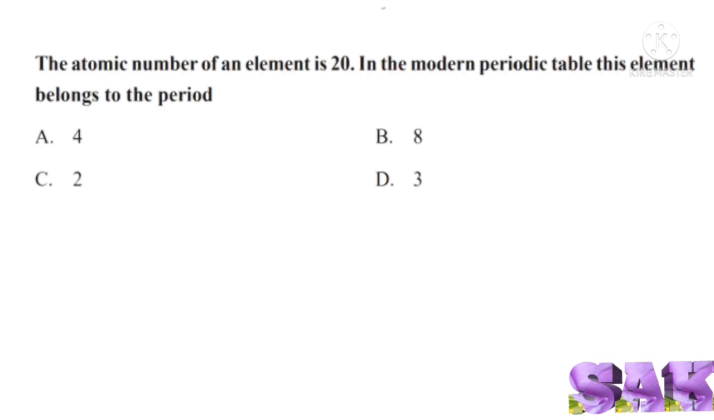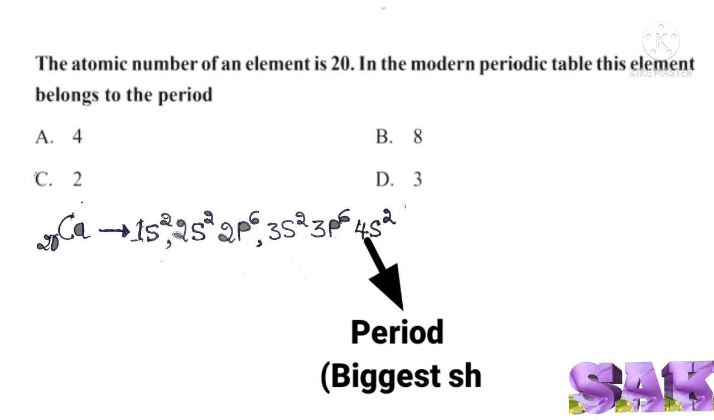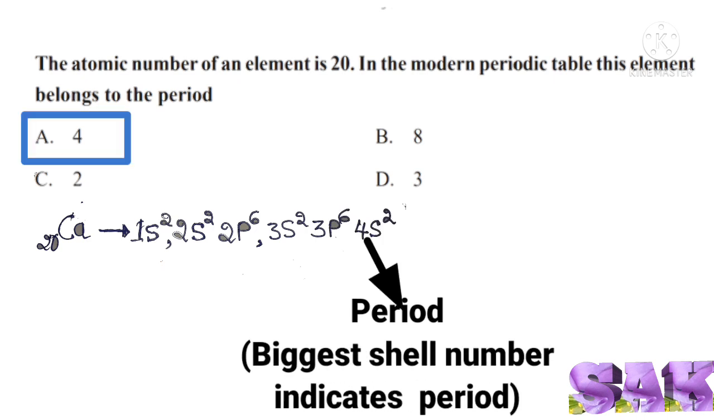Next question. The atomic number of an element is 20. In the modern periodic table, this element belongs to the period. So answer for this question is option A, 4.